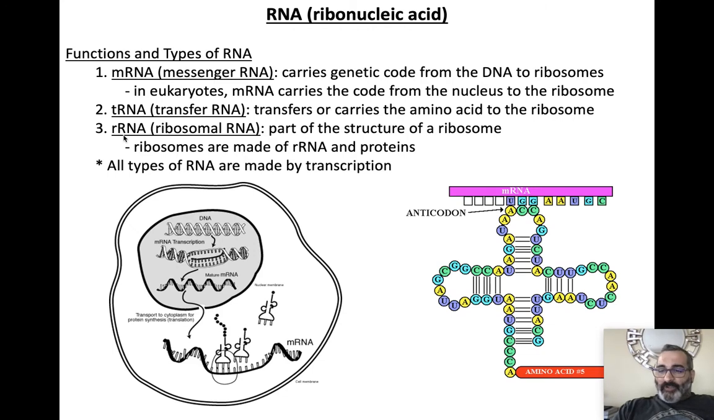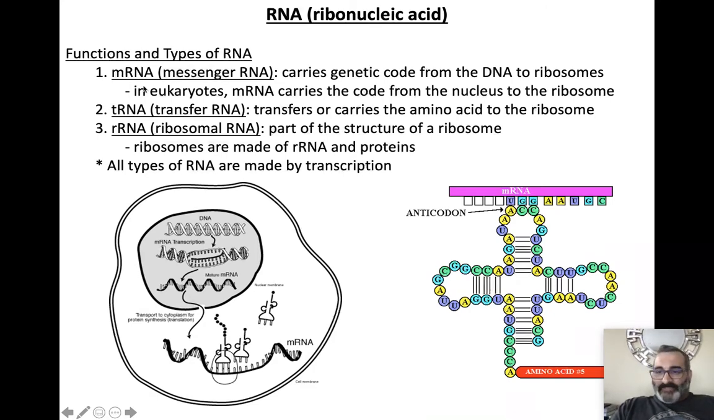Ribosomes are the protein factories inside of our cells. They are not located in the nucleus. This would be the ribosome over here. This is the nucleus, ribosome out here. So this ribosome is made out of proteins and rRNA. So ribosomes are made out of ribosomal RNA along with proteins. There they are, outside the nucleus. So that's the rRNA.